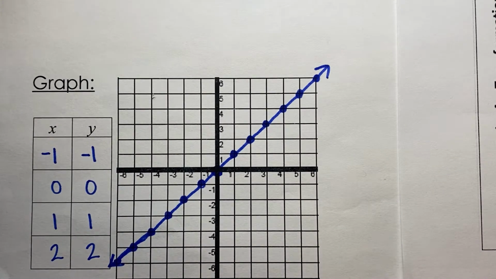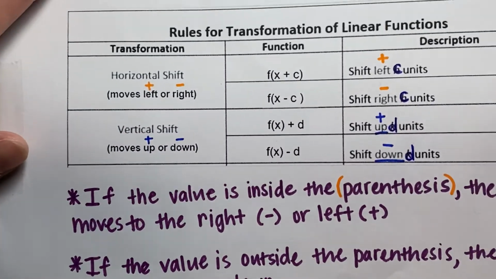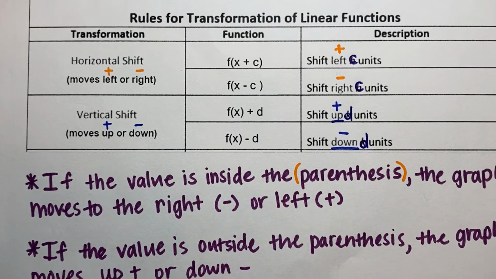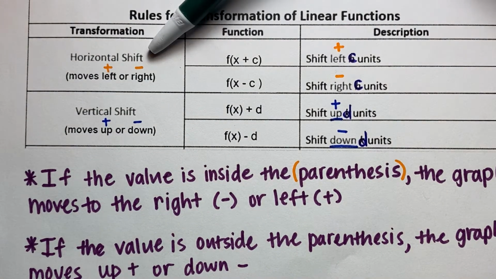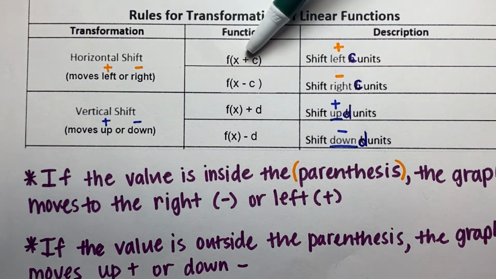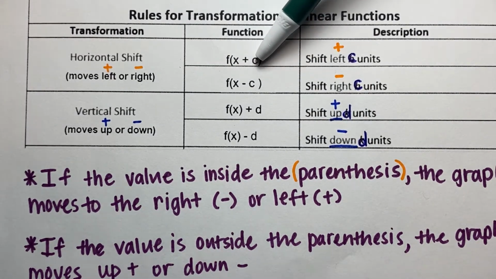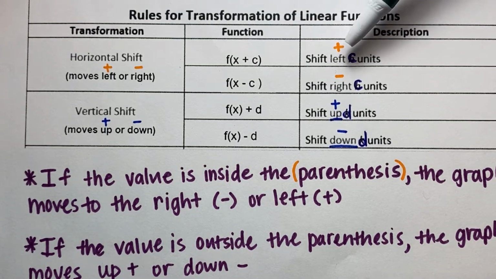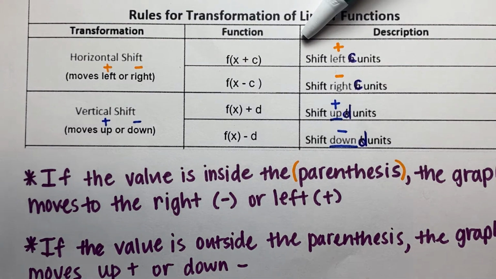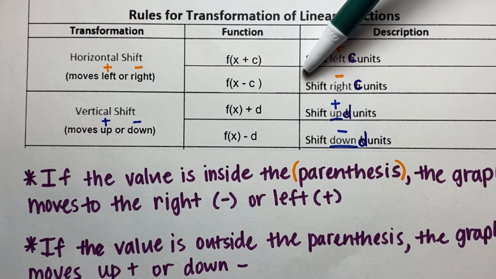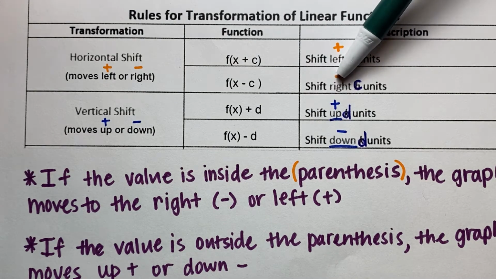I'm going to show you the rules for the transformations that we will learn today. The first rule is a horizontal shift, or horizontal translation, and you're going to notice the notation on the inside of the parentheses. C is going to represent a value. So plus 5 would be shifting my graph horizontally to the left. If I see minus 5, it's going to be shifting horizontally to the right 5 units.